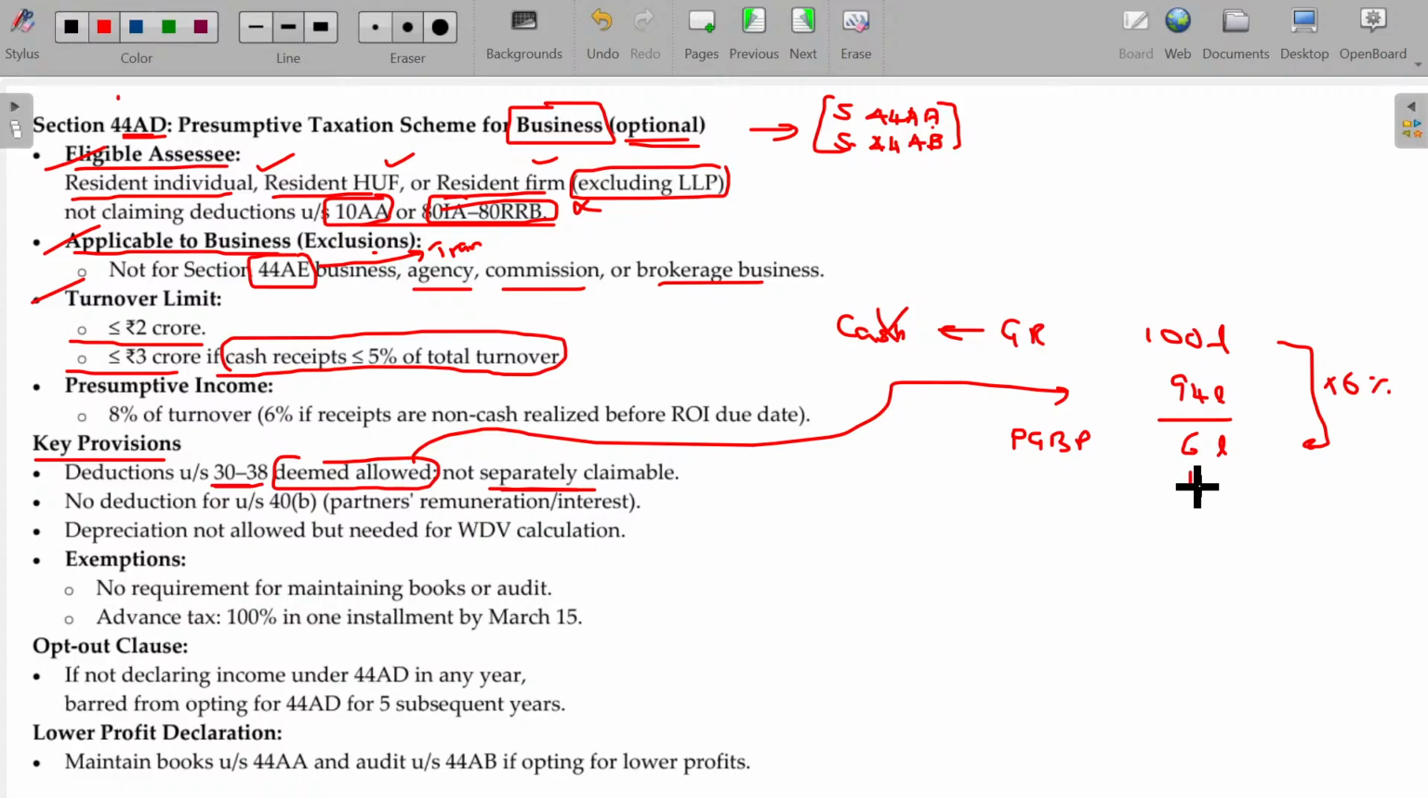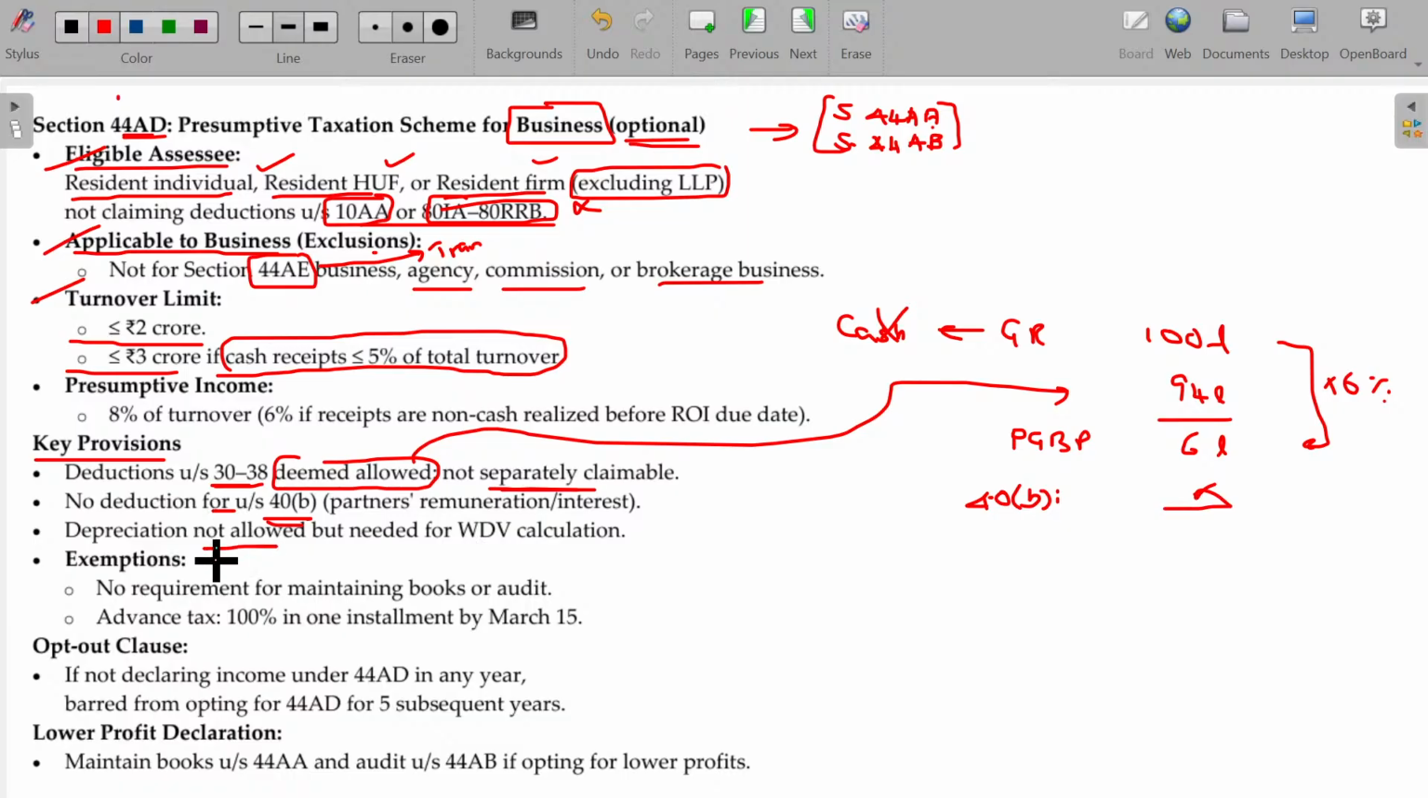One more, sir, I paid rent 1.5 lakhs. Can I deduct? No, sir. That also is included in the 94 lakhs itself. And in case it is received by cash, rather than 6%, it may be 8%. And what about the partner's remuneration? Can I claim section 40 clause B salary in this, sir? No, not allowed.